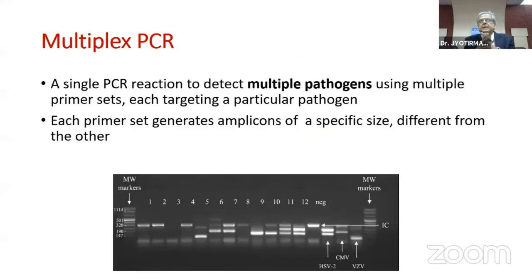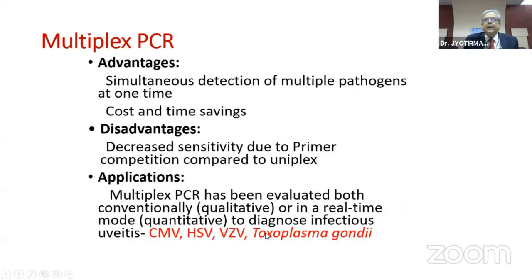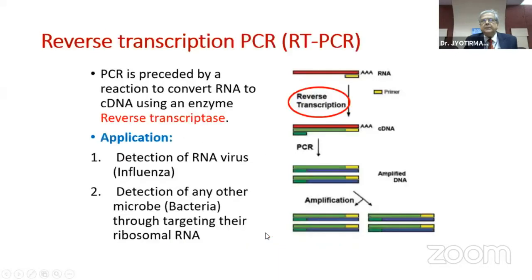So multiplex PCR: a single PCR reaction can detect multiple pathogens. Each primer set generates amplification of a specific size different from the others. The advantage of multiplex PCR is the simultaneous detection of multiple pathogens at one time, saving cost and time, but the disadvantage is decreased sensitivity due to primer competition compared to uniplex. CMV, HSV, VZV, Toxoplasma gondii can be detected.